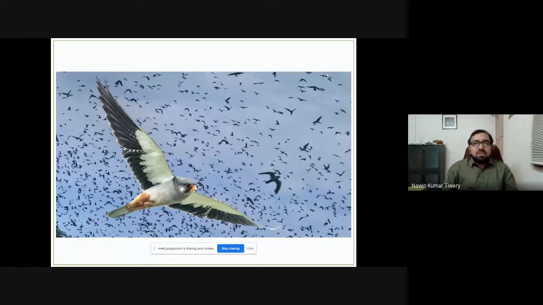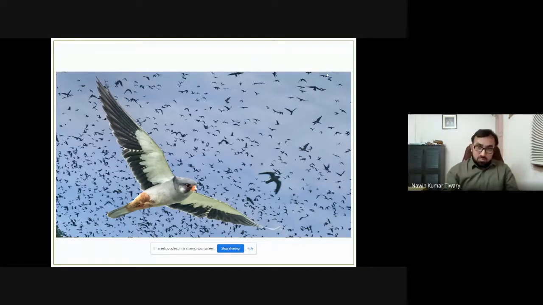They're feasting on a seasonal eruption of a large number of termites from the ground. This is the time when the termites come out of the ground, between mid-October and the 1st of November. These Amur falcons feed on those termites, gain a lot of energy, and then start the next stage of their migration from Northeast India to the Cape of Good Hope.